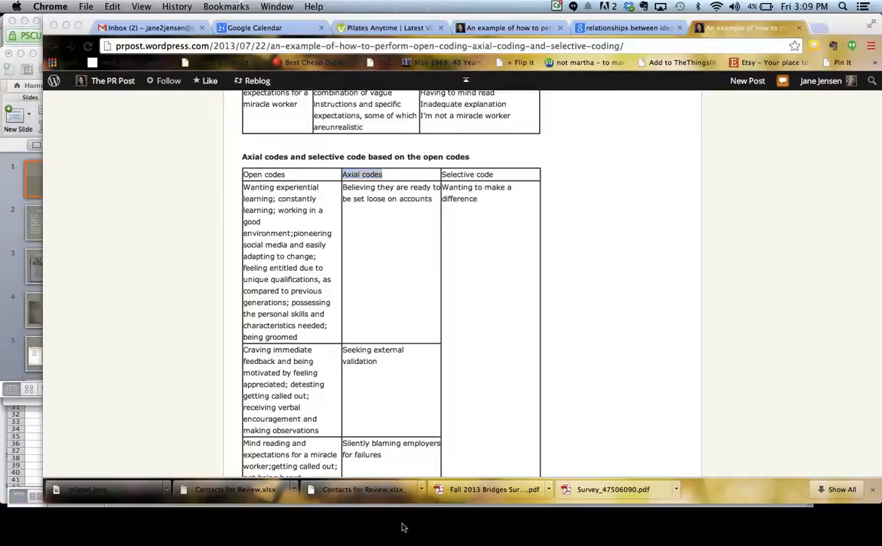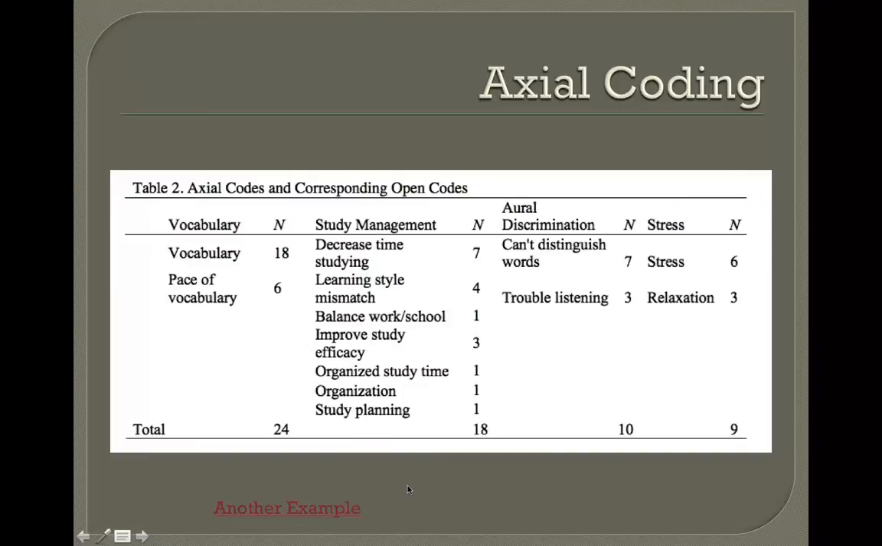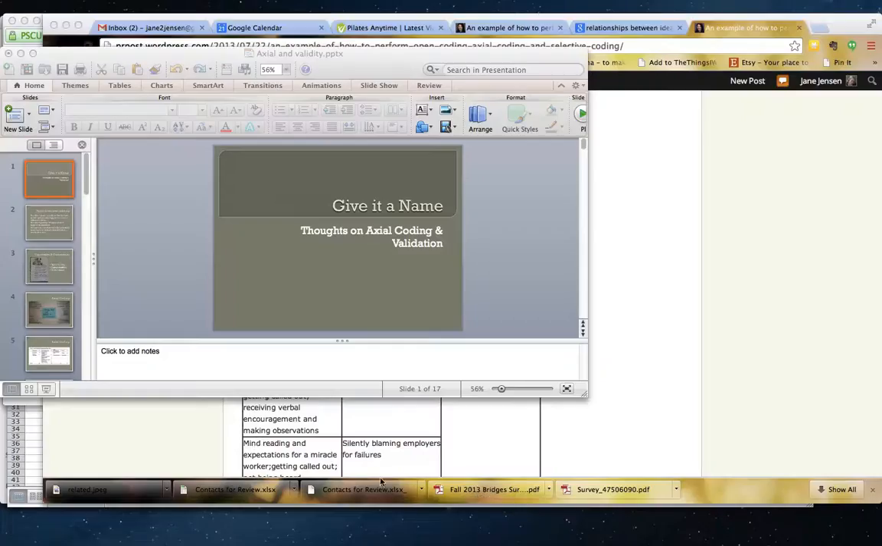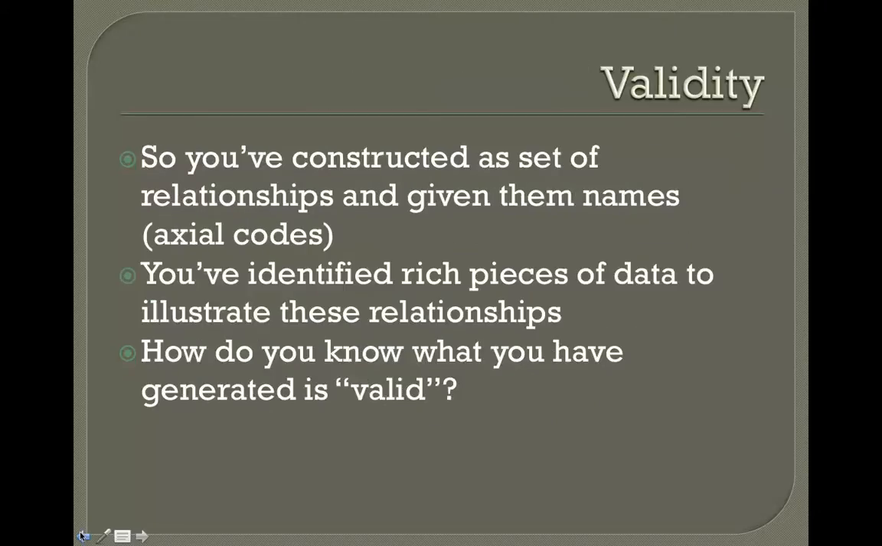Let's see if I can get back to, oh, here we are, good. Okay. Let me get back one. Okay, so validity. You've constructed a set of relationships and given them names, the axial codes. You've identified the rich pieces of data to illustrate those relationships, but how do you know that the data you've generated is valid, or trustworthy or reliable, or insert your word that makes you feel nervous about whether you're doing the right thing?